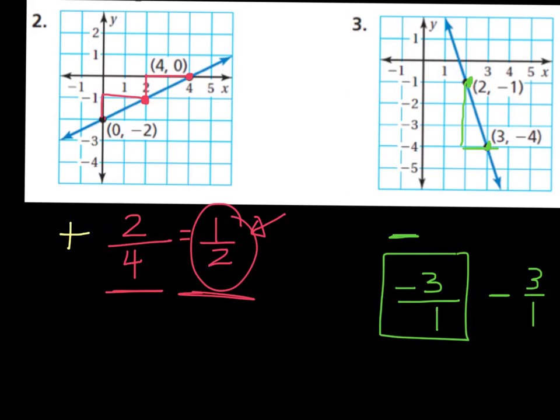The negative doesn't really have to go with the top or bottom. You just need to make sure you have it. So again, this slope is down 3 over 1, so -3/1.